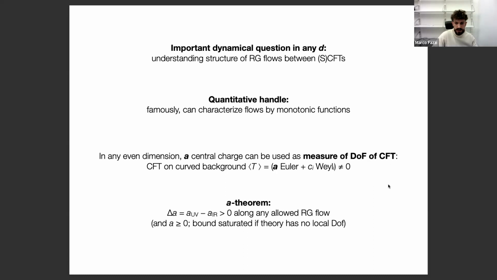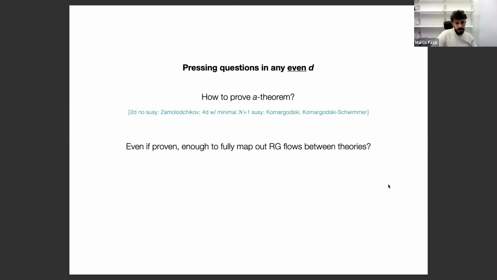Okay, so given what I just said, at least two pressing questions in any even dimension are, first of all, how do we prove such an A theorem? And famously, this was proven even without supersymmetry in two dimensions by Zamolodchikov, and in the four-dimensional minimal supersymmetry case, so N equals one, it was proven in a series of papers by Zor and Schwimmer.